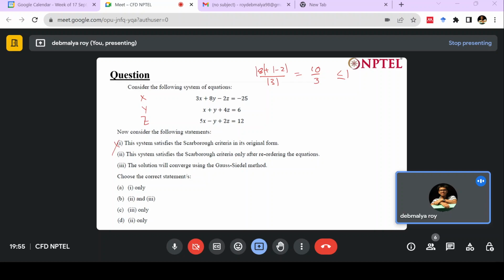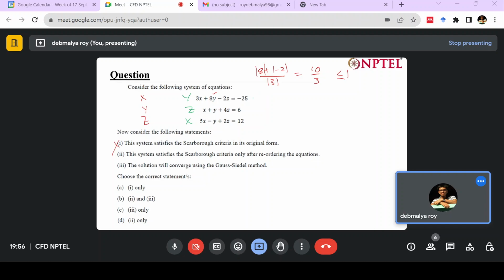Okay. The second statement is asking whether after reordering it satisfies the Scarborough criteria. So how would we reorder? We have to make it diagonally dominant. Here we can see this 8 is the largest coefficient, so let's make it the y equation. Here similarly we will make it the z equation because 4 is largest, and here the x equation.